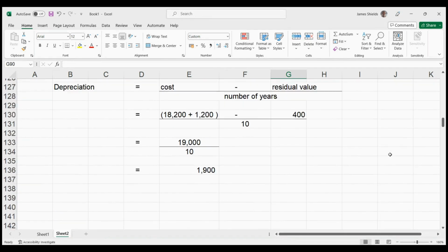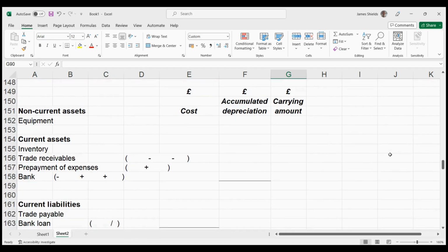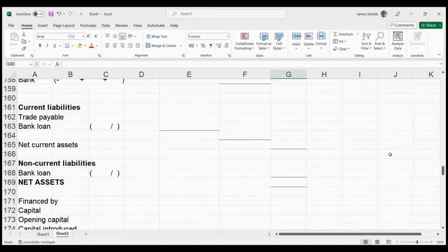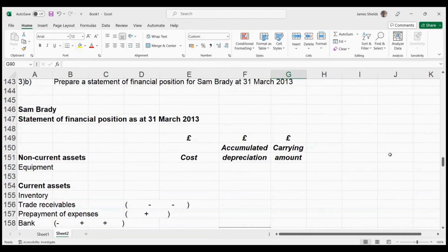Now, in part B, it says prepare a statement of financial position for Sam Brady at the 31st of March 2013. And again, to save some time in the video, I'll put the layout for us. But again, in the exam, you'll have to do that yourself. Right, okay, so we start with non-current assets. So you've got cost, accumulated depreciation, and carrying amount. Now, carrying amount is sometimes put in the exam as net book value.